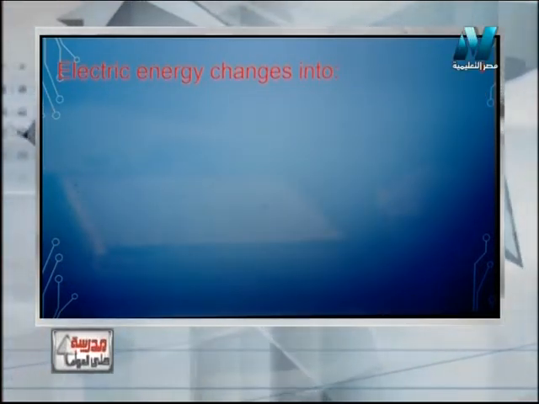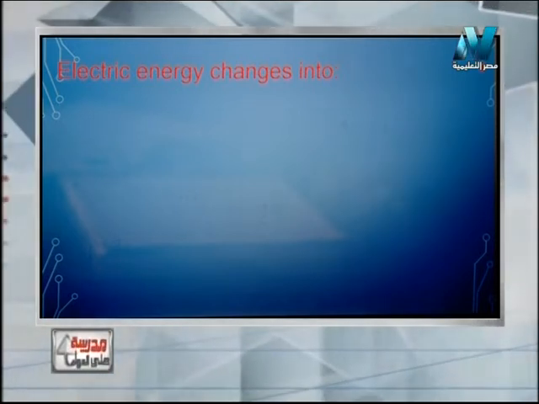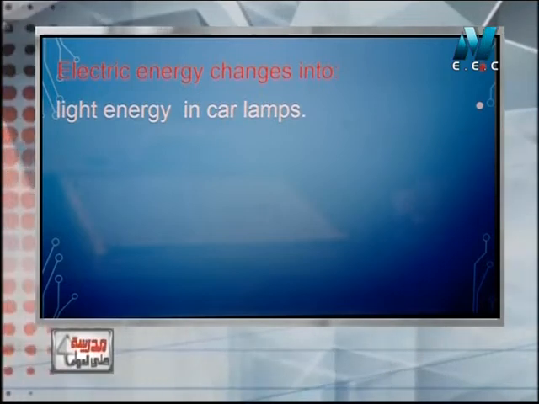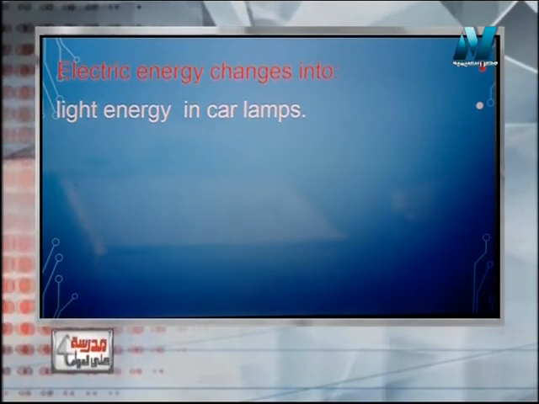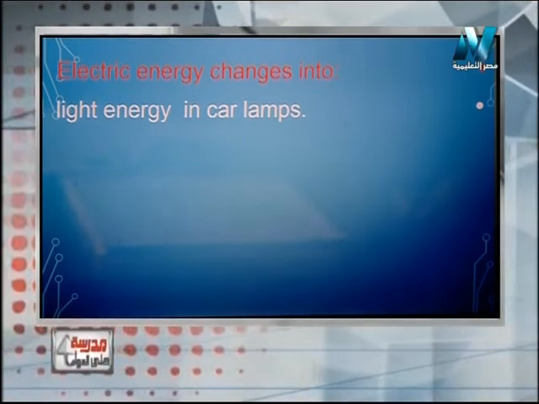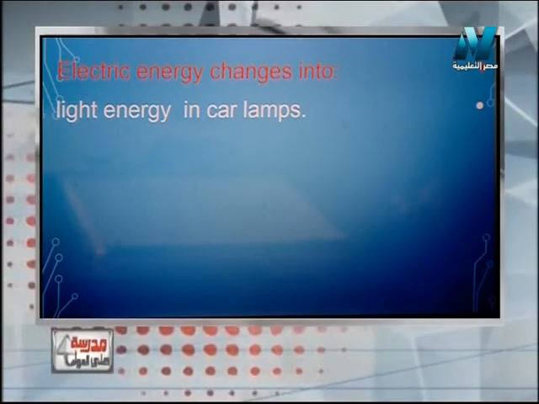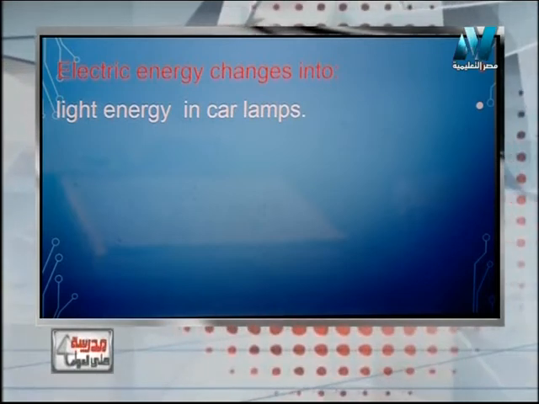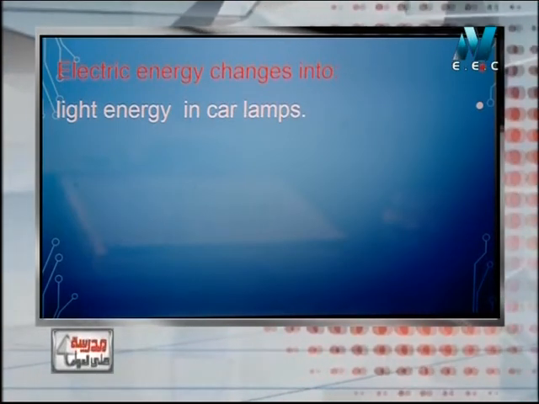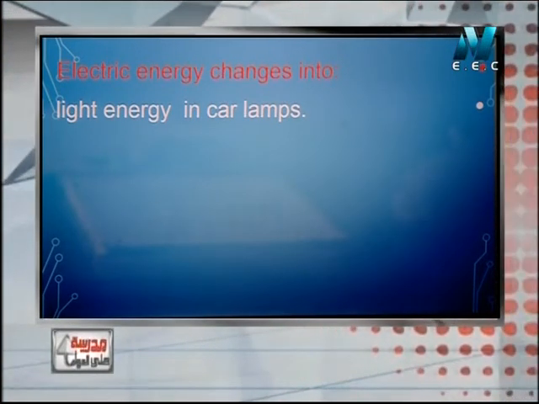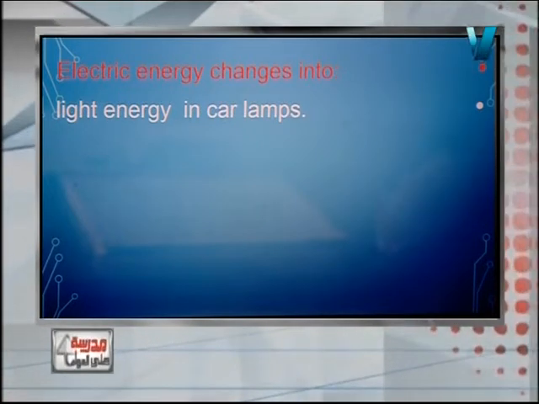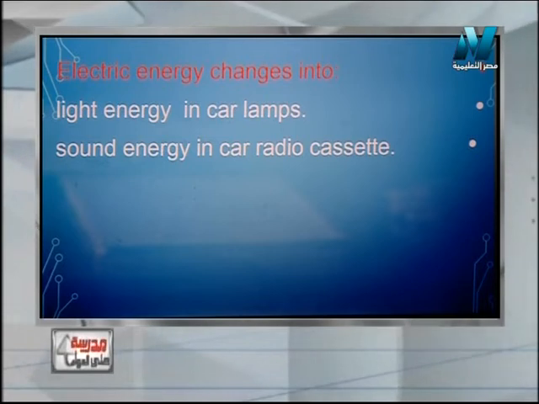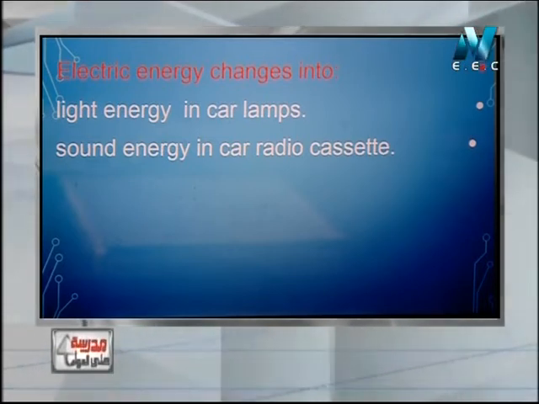Electric energy inside the car battery changes into three types. Number one, it changes into light. Electric energy changes into light in car lamps. We can't light the lamps of the car without the car battery, because the car battery contains chemical energy that changes into electric energy, and electric energy inside the car lamps changes into light energy. And number two, electric energy in the car changes into sound energy.